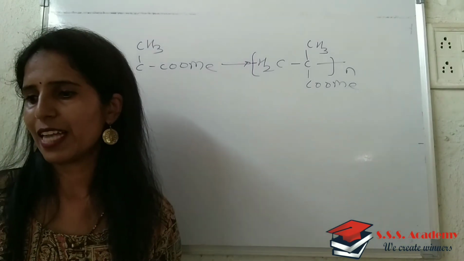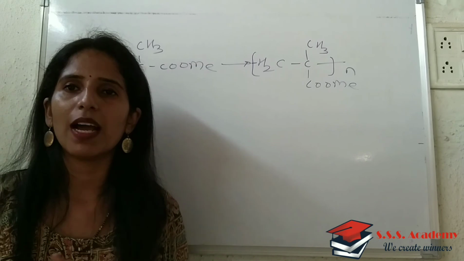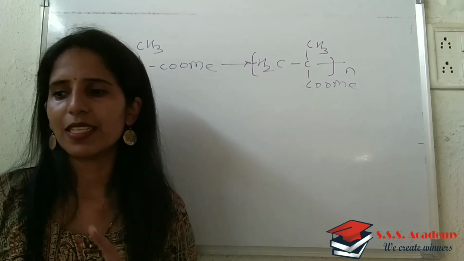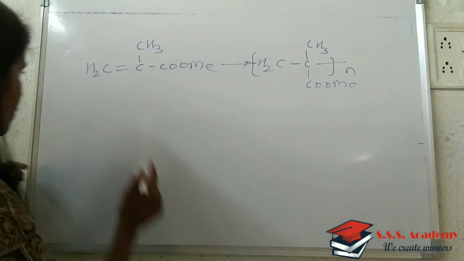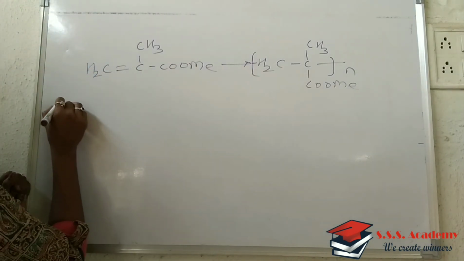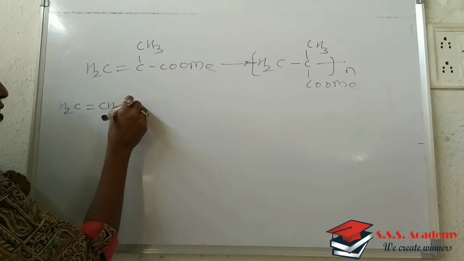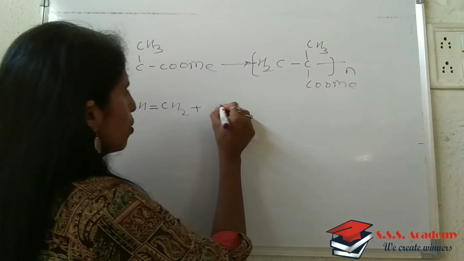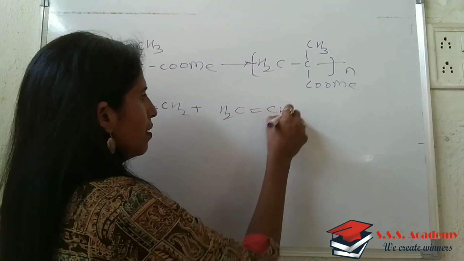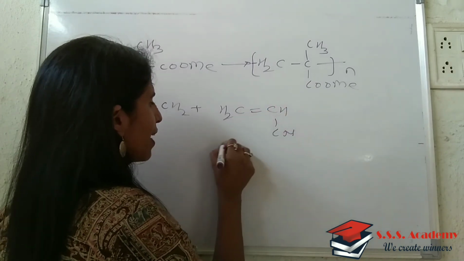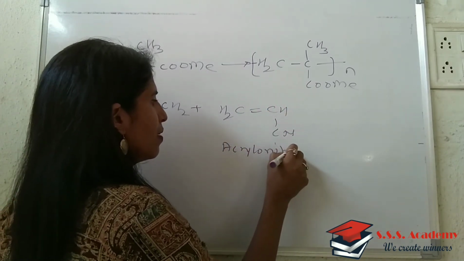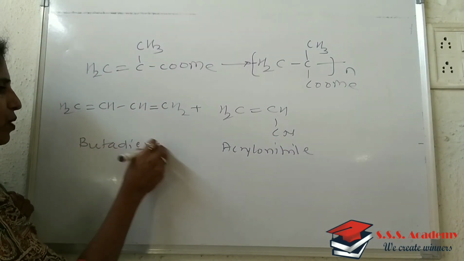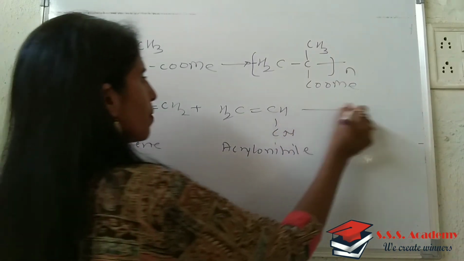Next it has been given Buna N. So two monomeric units are there. One is called butadiene and the second is called acrylonitrile. So the butadiene structure is this. It's 1,3-butadiene. Then there is acrylonitrile. See, this is the structure for acrylonitrile, and this is nothing but butadiene. It's 1,3-butadiene, right? So what should the structure be?